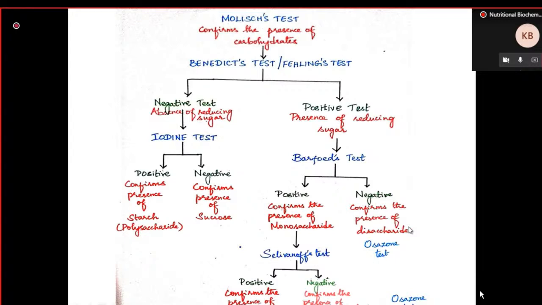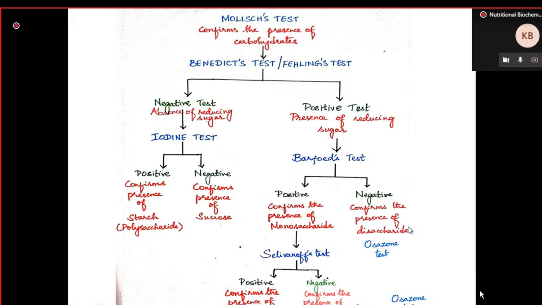Okay, I've given you an unknown solution. Take that unknown solution, do Molisch test first. Then do Benedict's test. So Benedict's will decide whether you have to do an iodine test or a Barfoed's test. Okay, when will you do an iodine test? When Benedict's test is negative, when it is non-reducing sugar. Negative, do iodine.